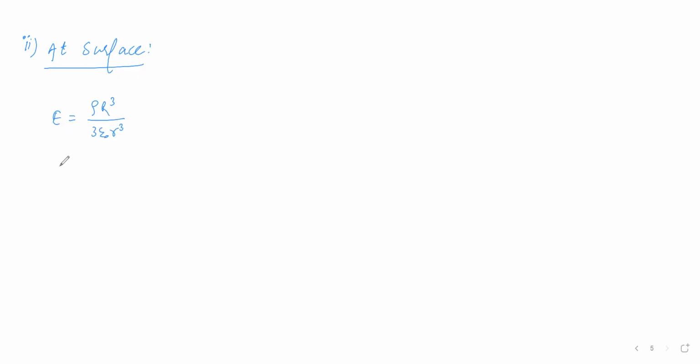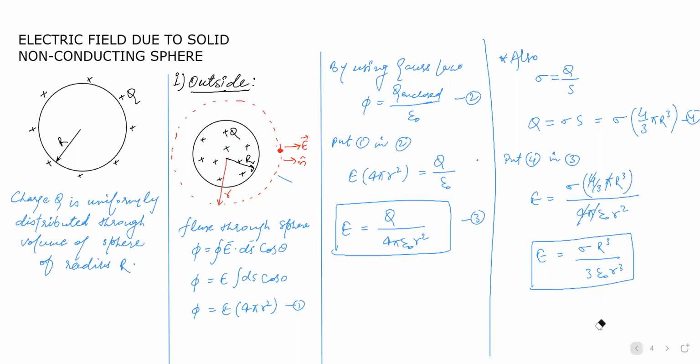But for at the surface, sir, it was rho or sigma? You wrote sigma last time. I have taken sigma. Sorry, just one second. It is your volume charge density actually. Please correct this. This is your volume charge density. Q is equal to rho into V. Now it is correct.